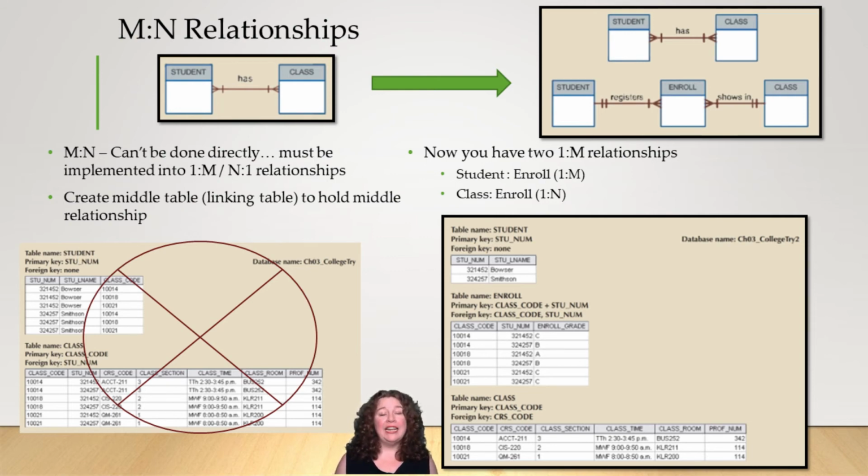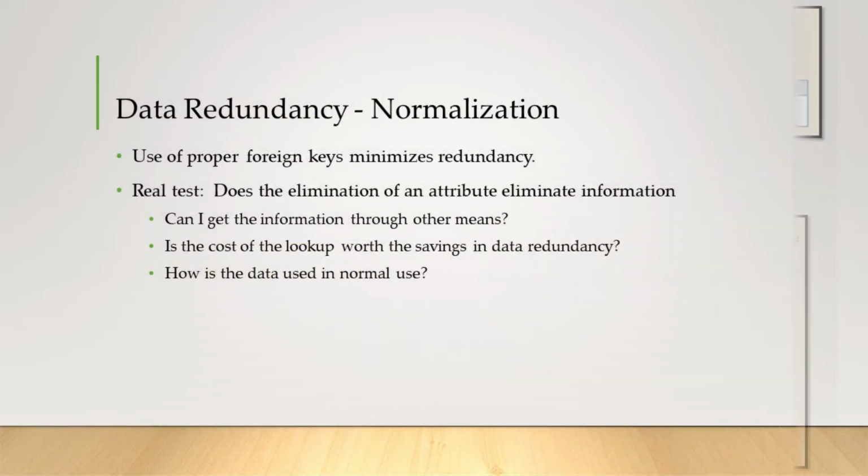Now, by adding that middle linking table, I can have a one-to-many relationship with my student and my enrollment, and I can have a one-to-many relationship with my class and my enrollment. Now I can implement it, but you can't just implement it directly. You have to create that linking table in the middle, which is why we like to avoid them.